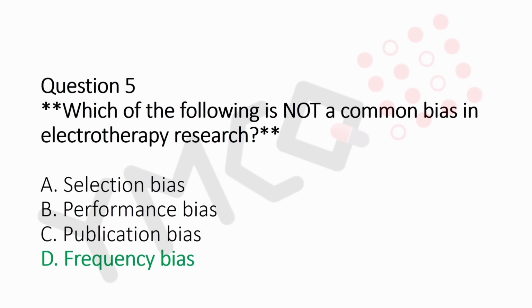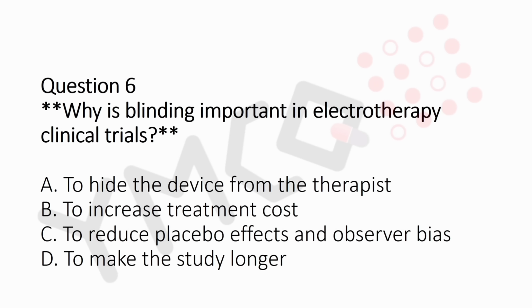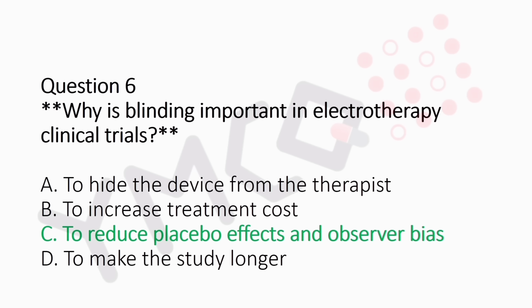Now let's move to question number 6. Why is blinding important in electrotherapy clinical trials? Option A, to hide the device from the therapist. Option B, to increase treatment cost. Option C, to reduce placebo effect and observer's bias. Option D, to make the study longer. And the answer is option C, to reduce placebo effect and observer's bias.